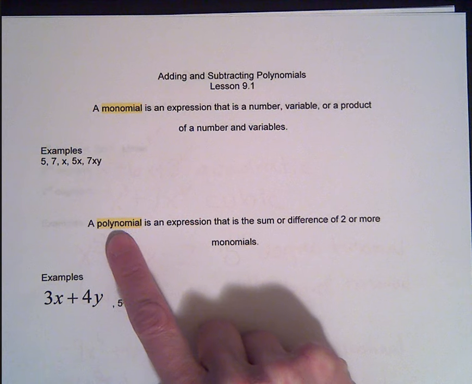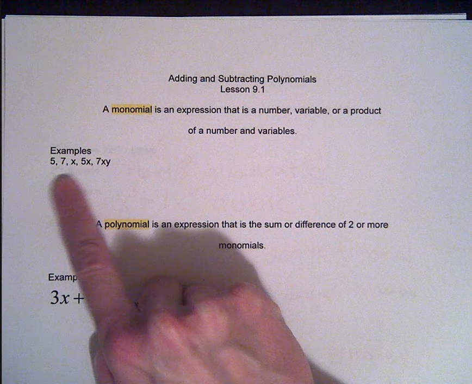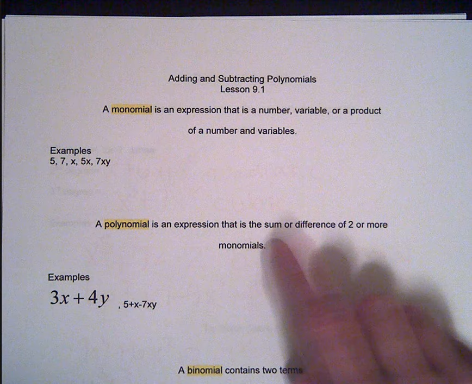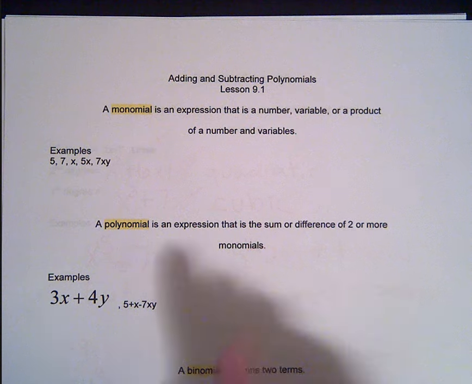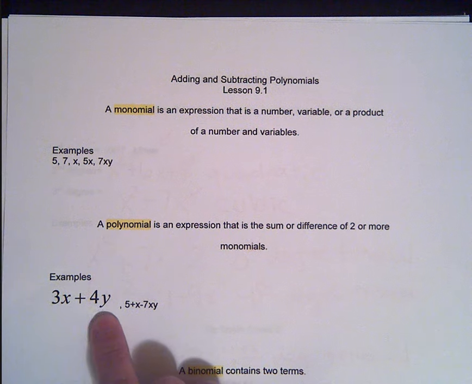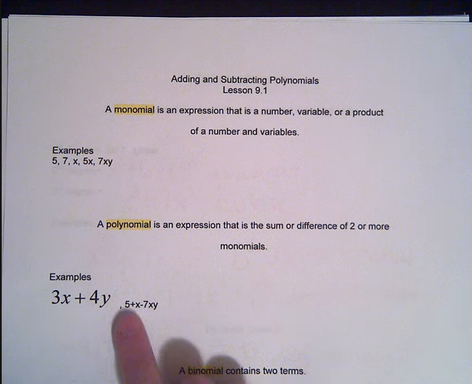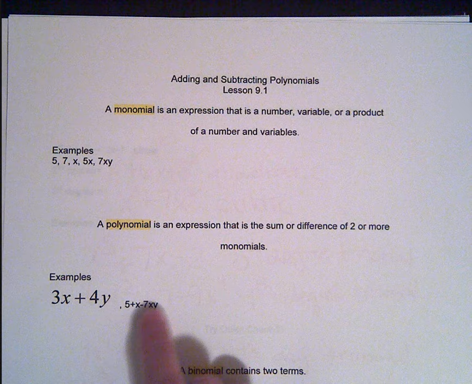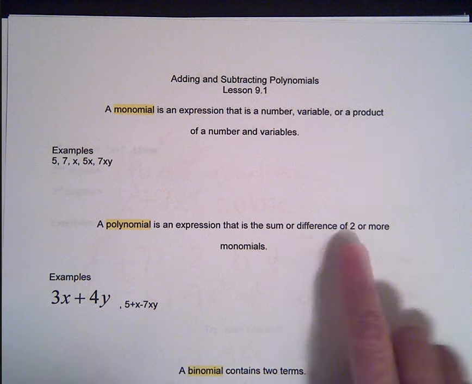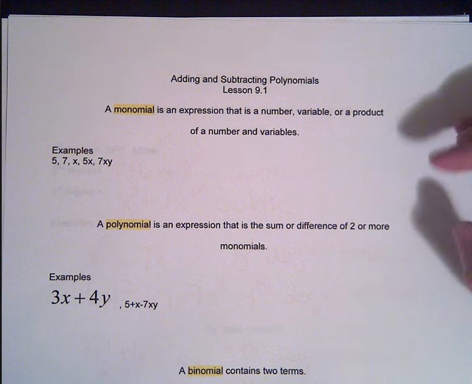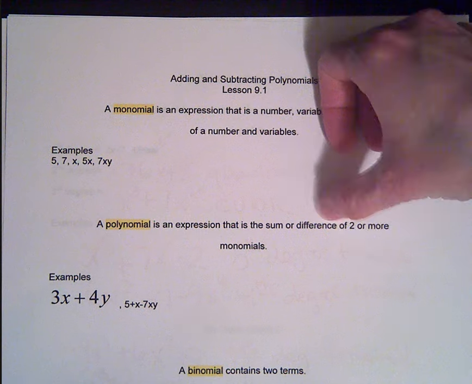A polynomial is an expression that's the sum or difference of two or more monomials. So if I take these monomials and add them, a sum, or subtract them, a difference, I've just made a polynomial. For instance, 3x plus 4y, that's a polynomial. Or, like how I tabbed these terms up here, if I do 5 plus x minus 7xy, that's a polynomial because it's the difference of two or more monomials. Notice how this says a sum or difference of two or more.